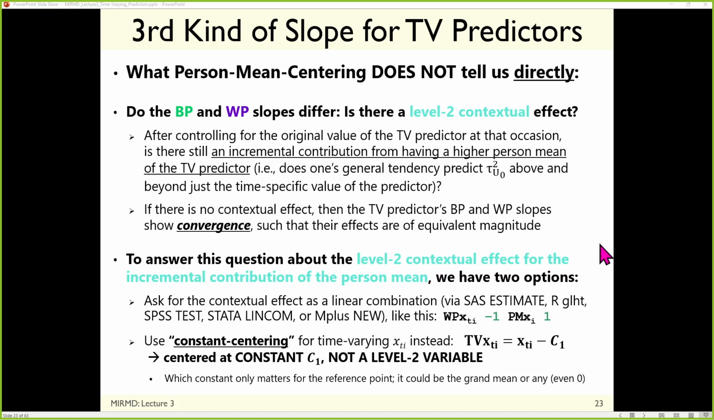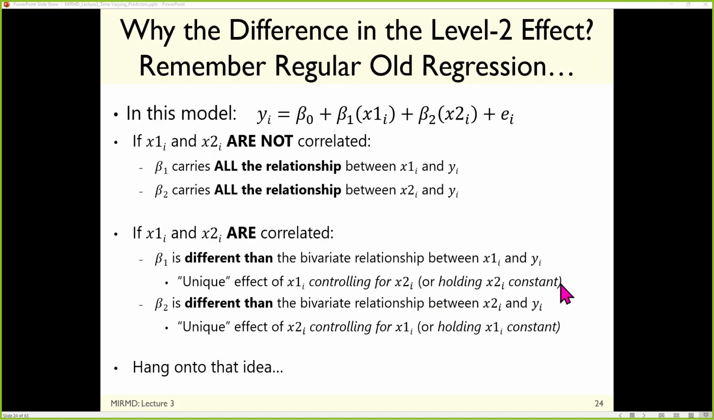So why do we end up with different information if we put in a different level 1 predictor? Let me remind you why. So let's go back to regular single level regression, nice and comforting. One set of subscripts to keep track of, one set of variables. And if you have a model with two predictors in it, and those two predictors are completely uncorrelated, then beta 1 is going to capture all of the relationship between the x1 predictor and the y outcome. Likewise, beta 2 is going to capture all of the relationship between x2 and y.